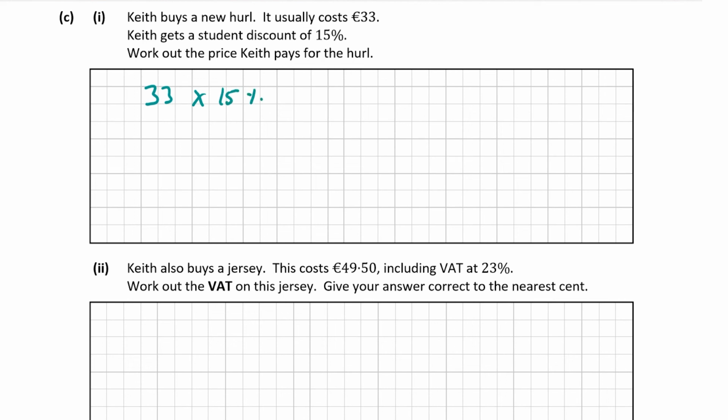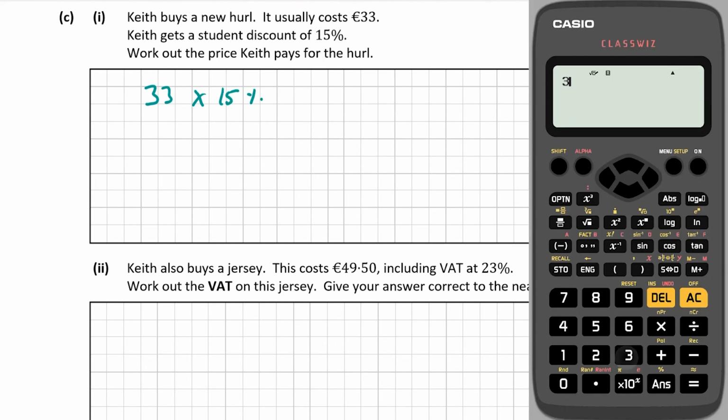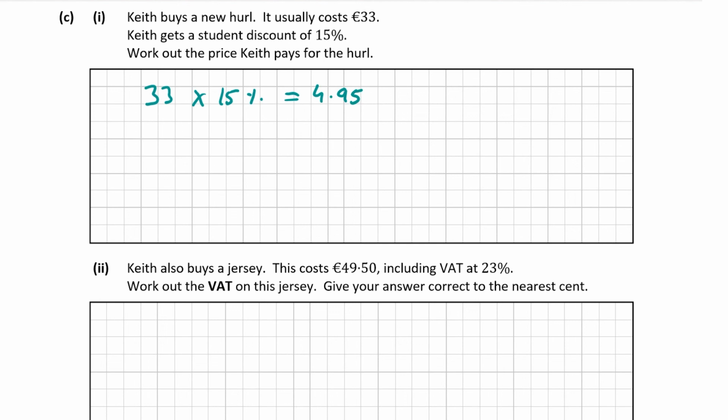And we can do that on our calculator. So 33 multiplied by, and then type in 15. And to get the percentage sign, click Shift, and then click the answer button with the yellow percentage sign above it. And you get 33 by 15%, and you get 99 over 20. But we want that as a decimal, not as a fraction. That's equal to 4.95. So that means his discount is €4.95.